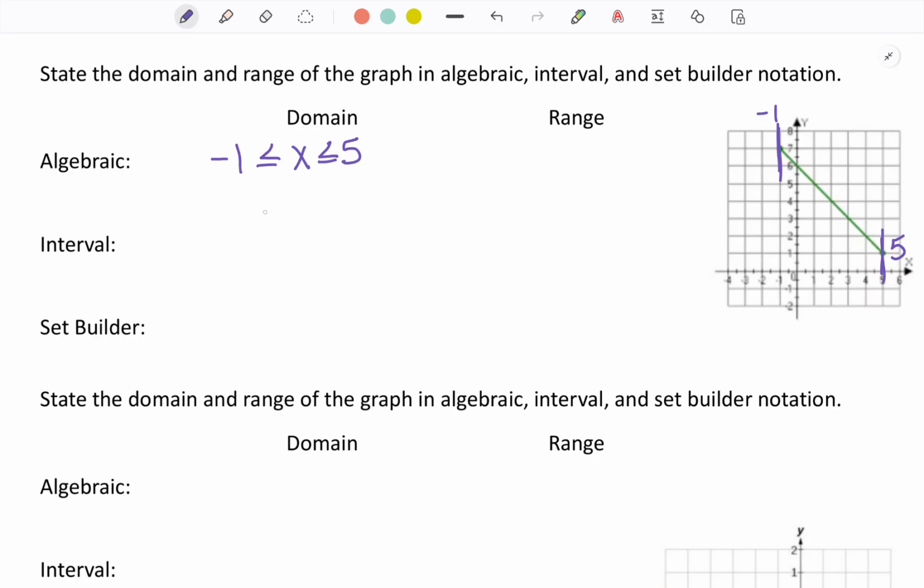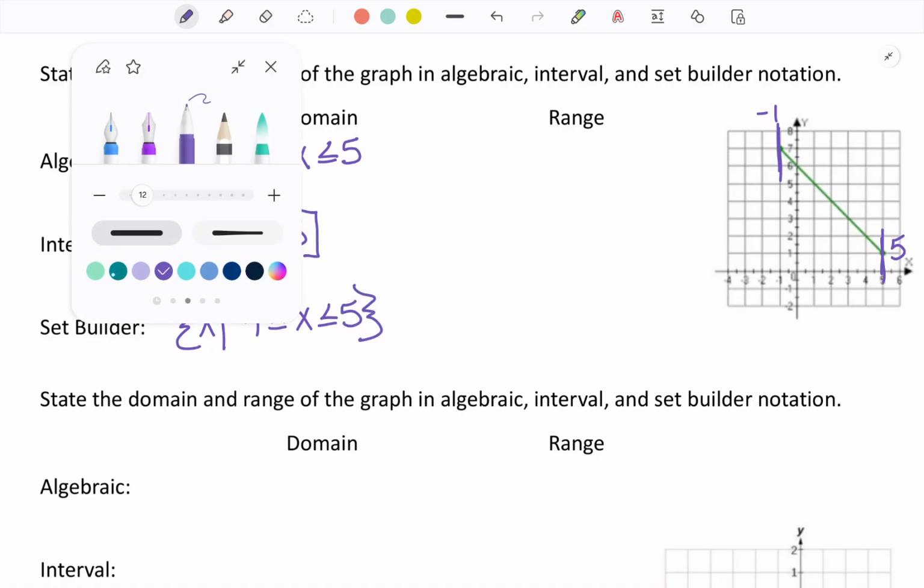Now for our interval for these values, we'd have a bracket and the -1. We go up to 5 and it also gets a bracket. So then for set builder notation, we're going to have our brace. We have x is such that -1 is less than or equal to x, which is less than or equal to 5.